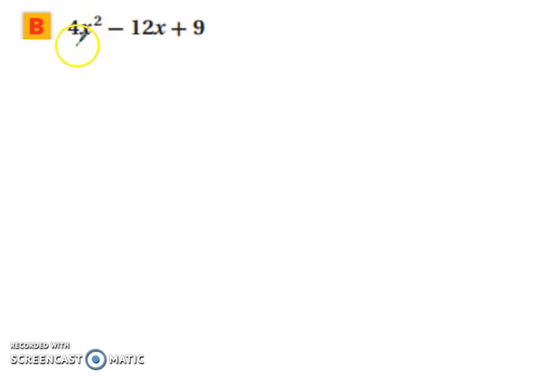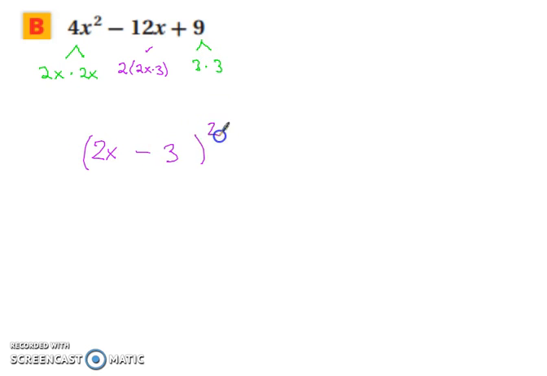Alright, so we have 4x squared. This is 2x times 2x. And then we have a 9, which is 3 times 3. Now we need to check this middle number. Is it 2 times 2x times 3? 2 times 2 is 4, times 3 is 12. So 12x, it does. So we're good here. We know it's a perfect square trinomial, and it has a minus. So when we write out our binomial, there's going to be a minus here. We write one factor of our first term, one factor of our last term, and then we square that quantity.